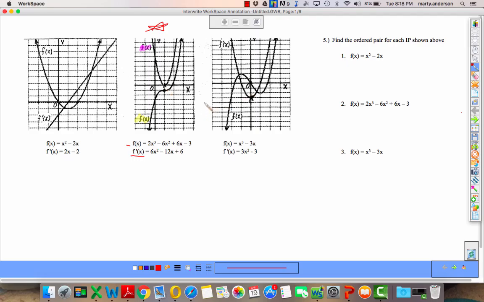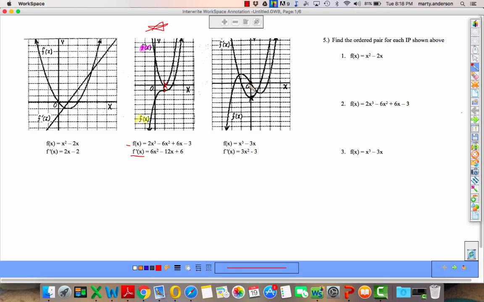But what we can see here, they're trying to show you that this is an inflection point, which we talked about the other day. It's where it changes from concave down to concave up. And what you want to look at here is the inflection point. When you take the derivative, it turns into a turning point, which is this x.